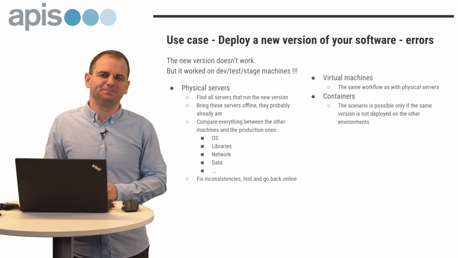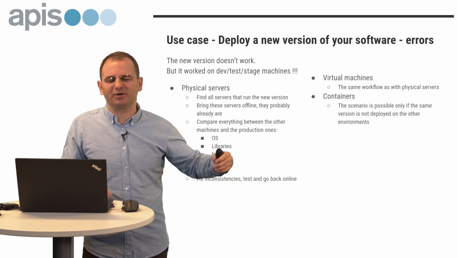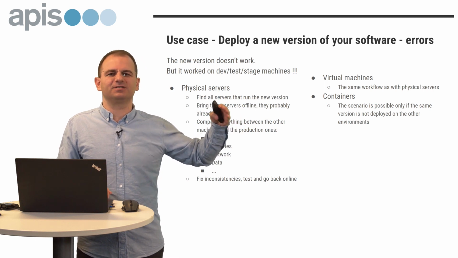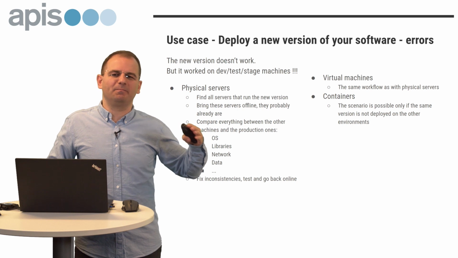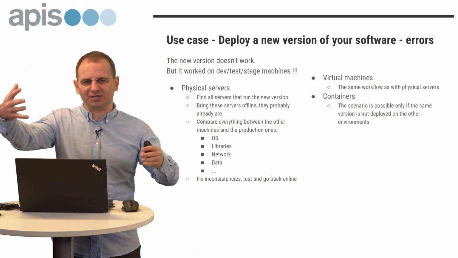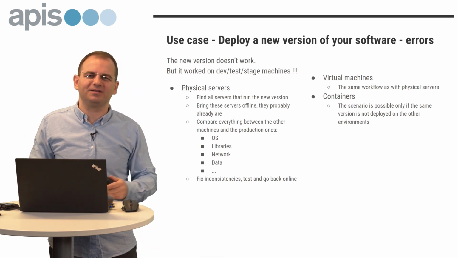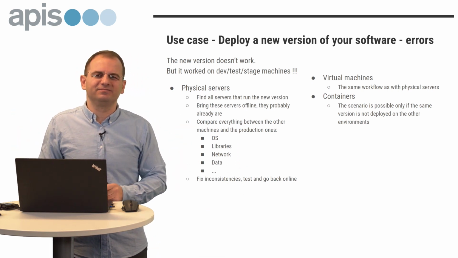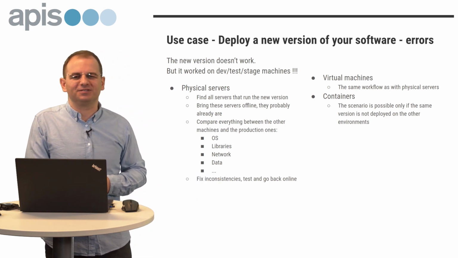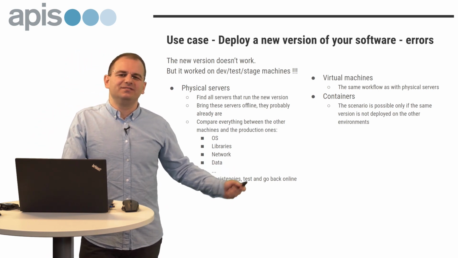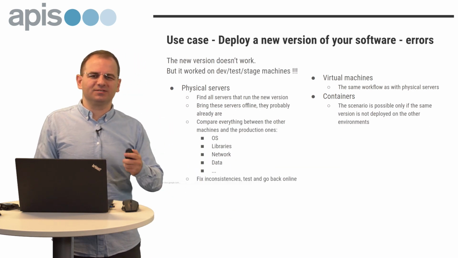What do you do? Well, in the case of physical servers, it's the same operation again. First, bring down the servers, compare what's different between the production and the staging or the testing or the development environment. Test everything thoroughly and hopefully find the inconsistencies, remove those inconsistencies, test, and go back online. Same thing with virtual machines.